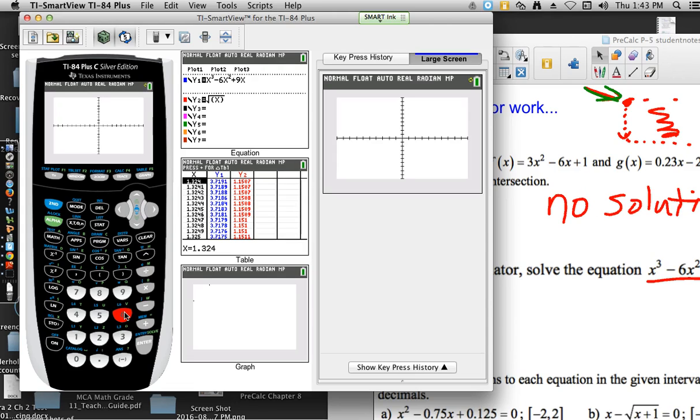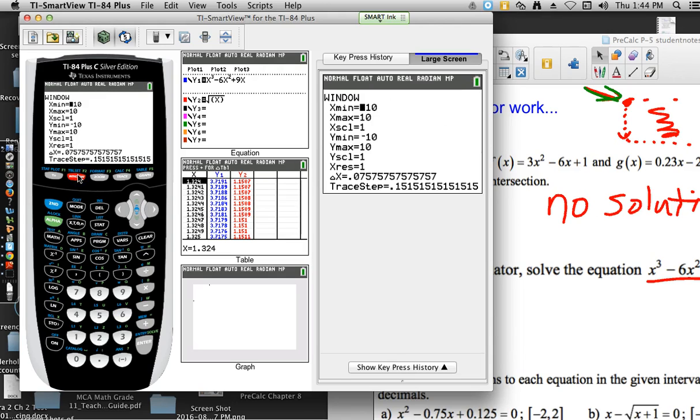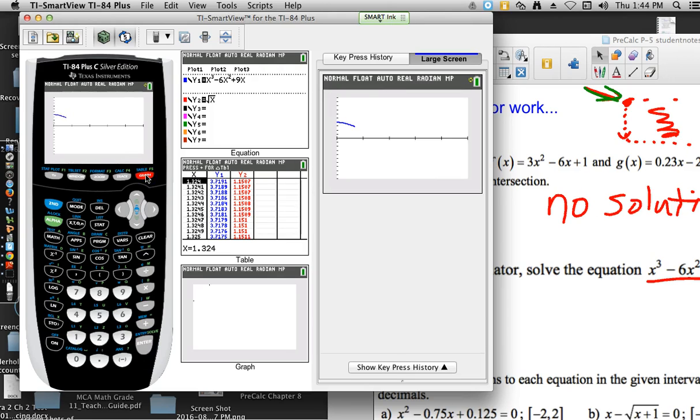But they're telling me they don't want all of them. They only want the intersections that appear between 1 and 6, including the 1 and the 6. So I'm going to go into my window like they told me to, and I'm going to change my x's from 1 to 6. And then I'll go ahead and use Blinky to figure out where those intersections are. There is another intersection, by the way. It's at 0, 0, but they didn't want that one. They just wanted to know what are the intersections between 1 and 6.